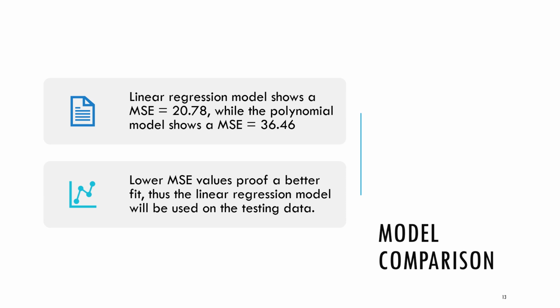So if we compare the models, we see that the linear regression model shows an MSE of 20.78, while the polynomial model shows an MSE of 36.446. As lower MSE values indicate a better fit, the linear regression model will be used on the testing data.